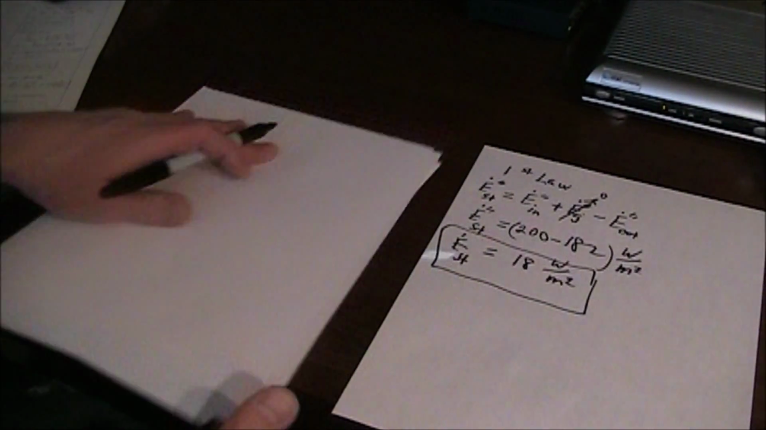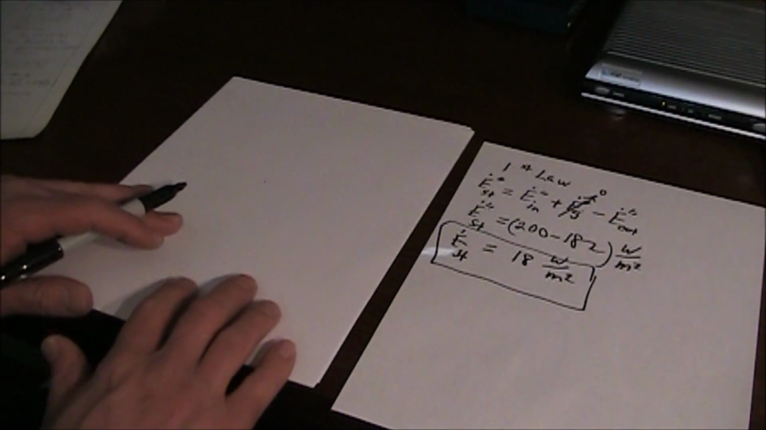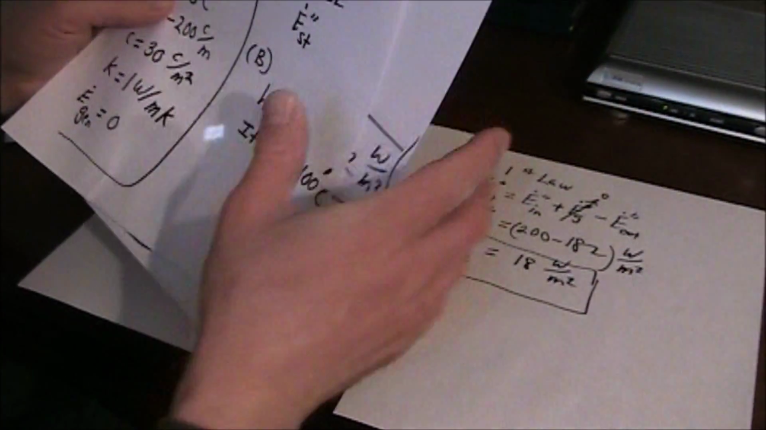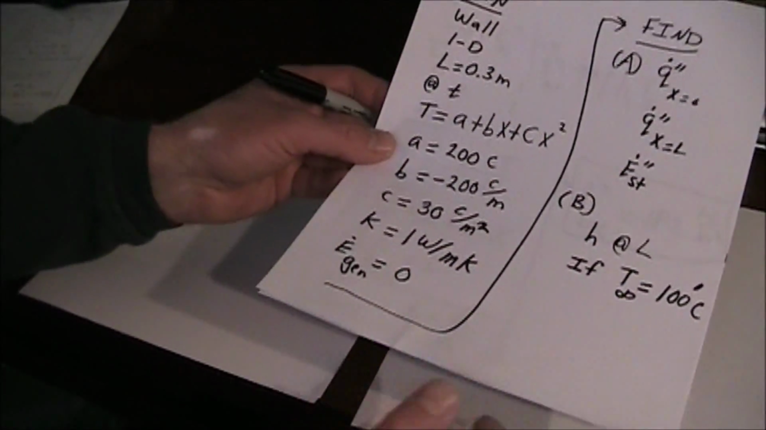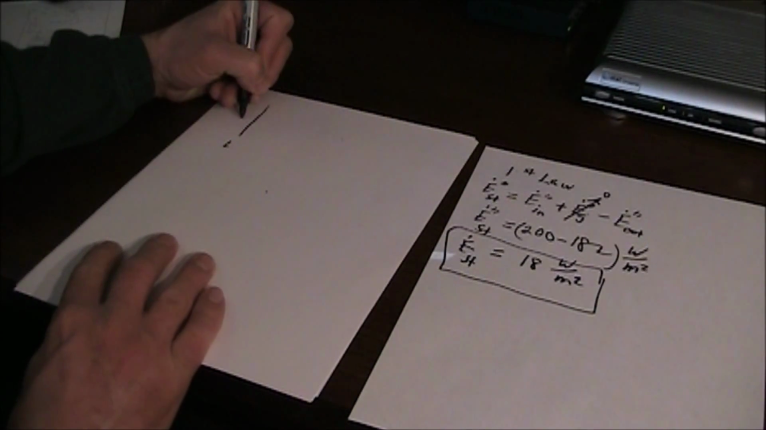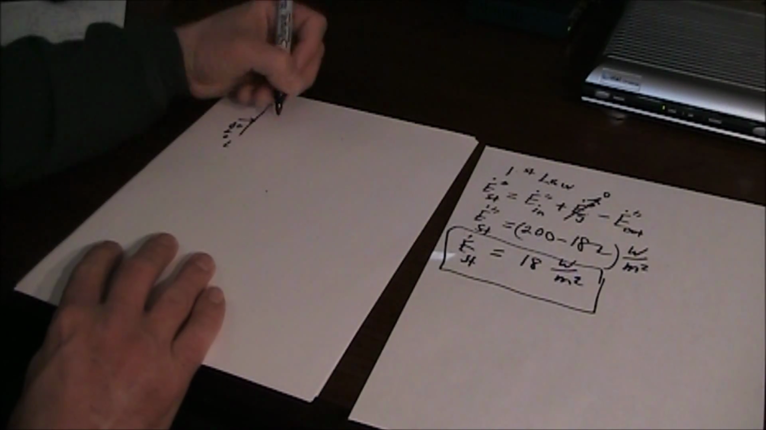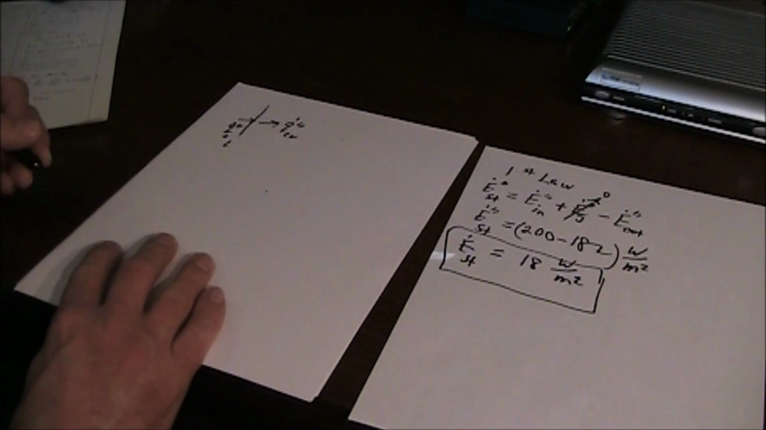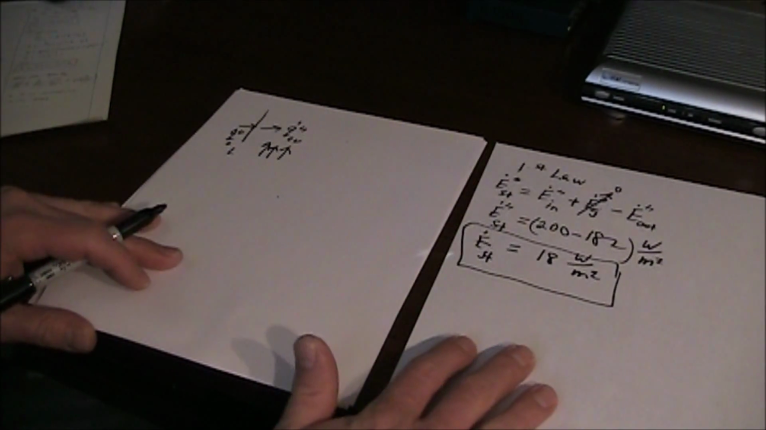For part B, the question is, what was the question? Find h at L if T infinity was 100 Celsius. Okay, h is what we want. So let's look at the surface here. At x equal L, we have q dot double prime out, and that's going to be equal to q dot due to convection. Okay? Because we're going to have some air blowing over this, or some fluid.